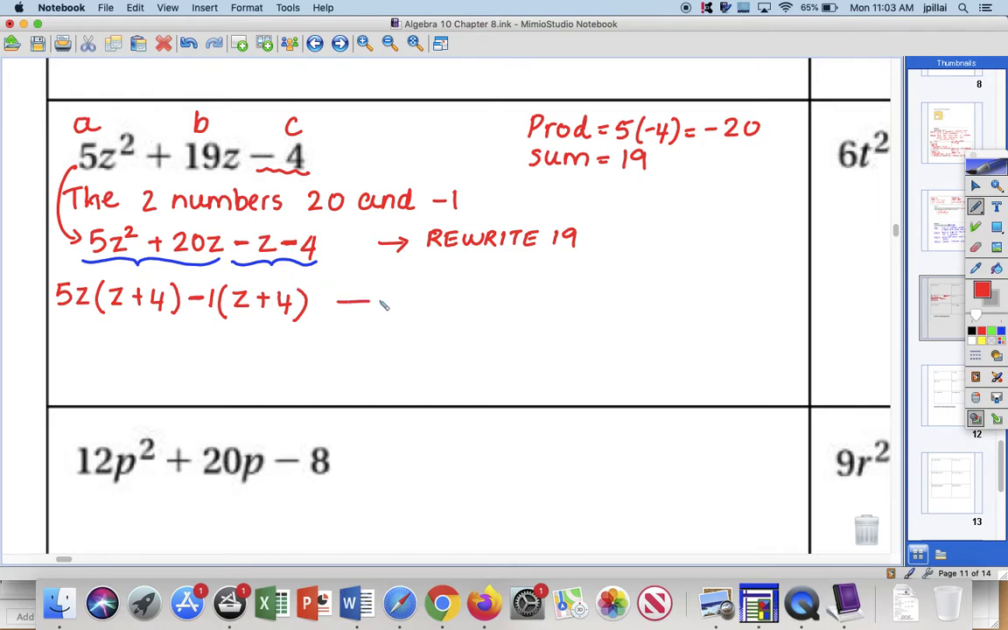Now, what did I do in this step? I factored out the GCF. Before I did that, I grouped and factored. Now you notice that both these terms are z plus 4 and z plus 4. Again, it's a reminder that if these two are the same, you're on the right track. So now you factor out the z plus 4. When the z plus 4 is gone, you're left with 5z and then minus 1. And there you go.